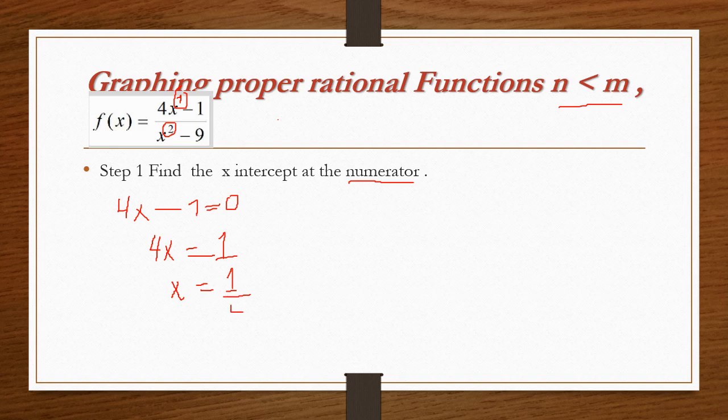We could also write it as a decimal. The 1/4 can be represented as 0.25. So for graphing rational functions, basically, we will have 6 steps. This is 0.25 here, or 1/4. And after we find our x-intercept, let's erase here a little bit, we will find our vertical asymptote.